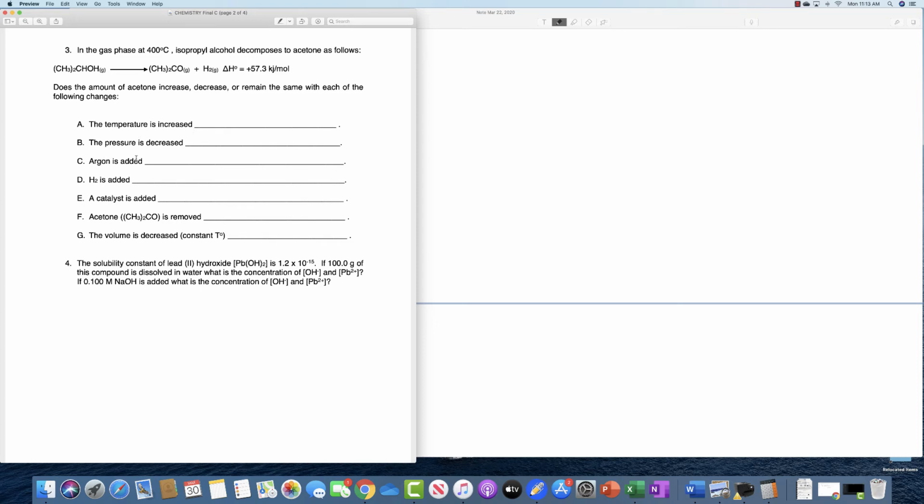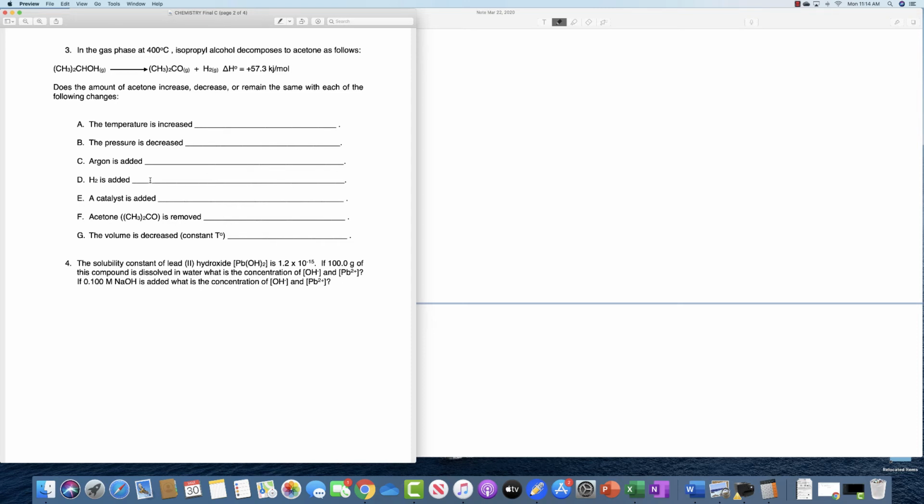C, if argon is added, argon would have the same effect in a closed container as increasing the pressure. Increasing the pressure will, the second one, if you decrease it, it'll go to the side with more molecules. I got that backwards. That's wrong. So the answer to number 2 is increase. So the first one is increase. The second one is increase. If you add argon, it's the same as adding more pressure. So you're increasing the pressure and driving it this way. So it'll decrease the amount of acetone.